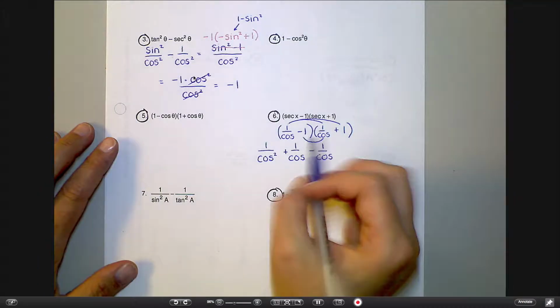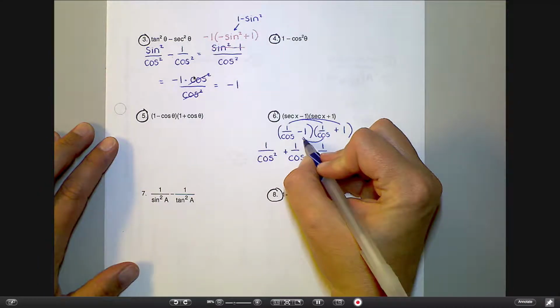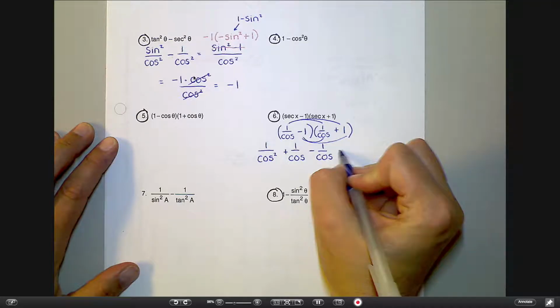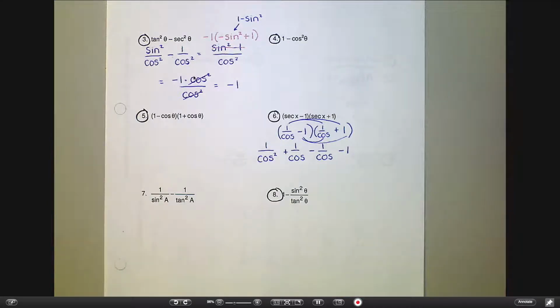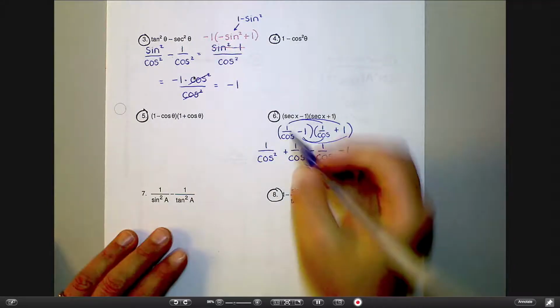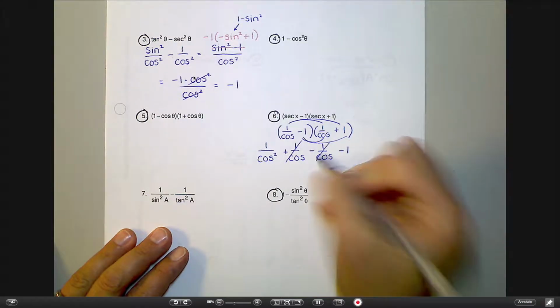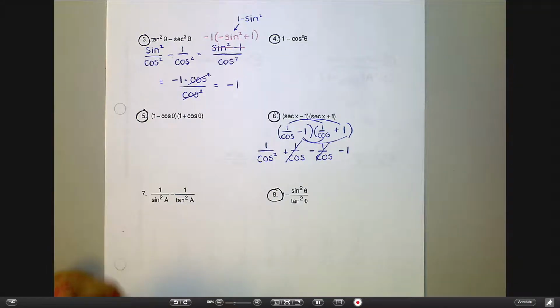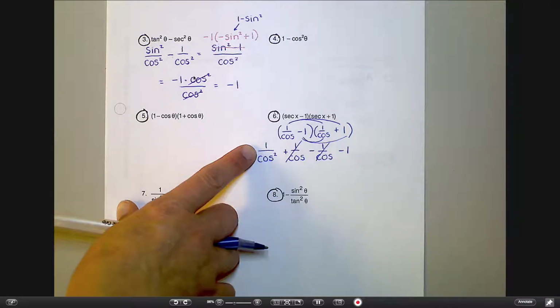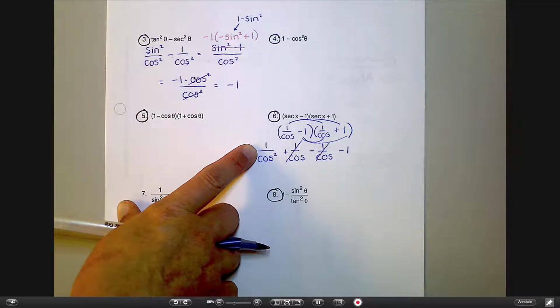And then on the end, negative 1 times 1 is going to give me just a minus 1. Okay? I'm going to cancel these things in the middle. So now I have 1 over cosine squared minus 1. Now this is a fraction. How can I subtract something from that fraction? What am I going to need?